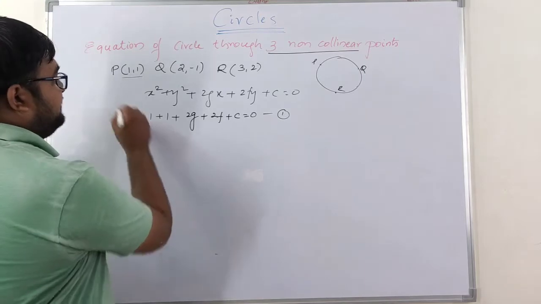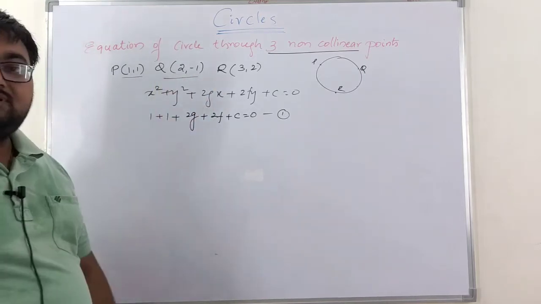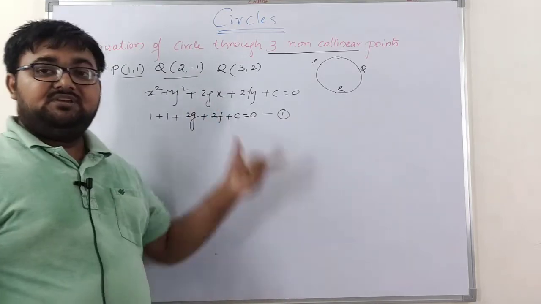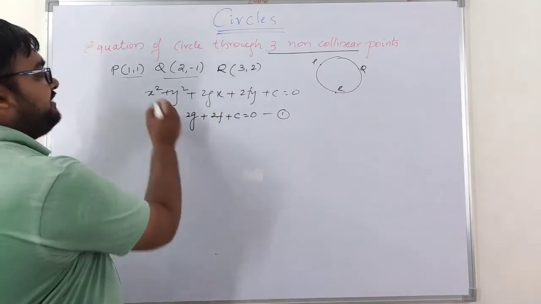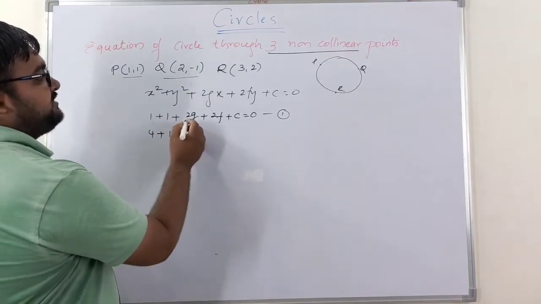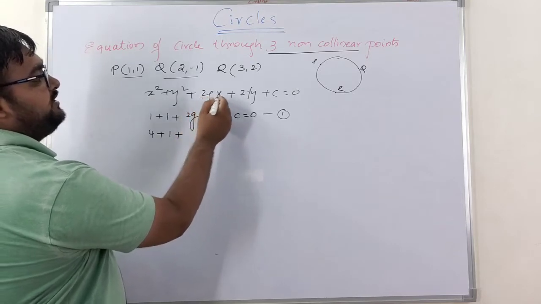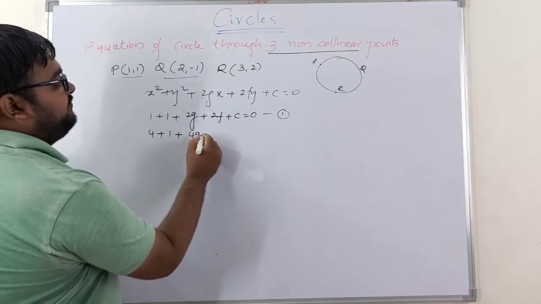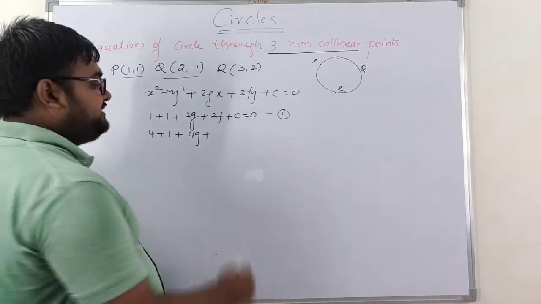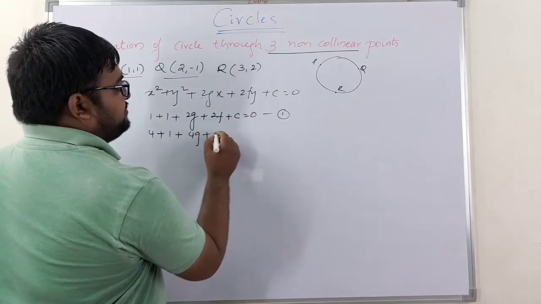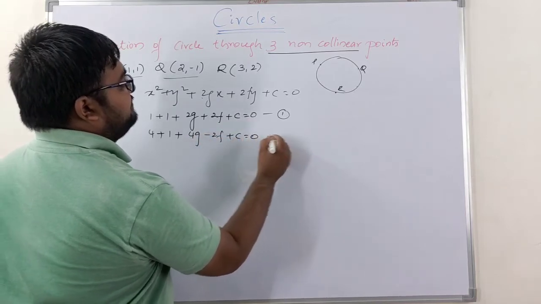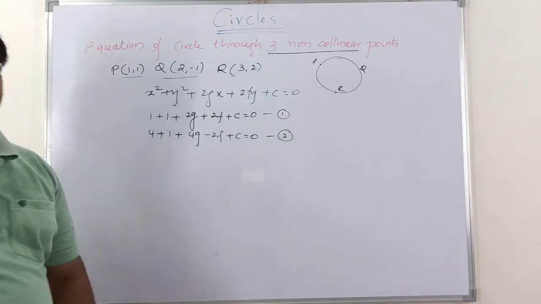Next, the same way, when I substitute point number 2, which is Q, in the required equation, what am I going to get? 2 square is 4, minus 1 square is 1, plus 2g into 2 is 4g, plus 2f into y, which is minus 1, so minus 2f, plus c is equal to 0. Let this be equation number 2.